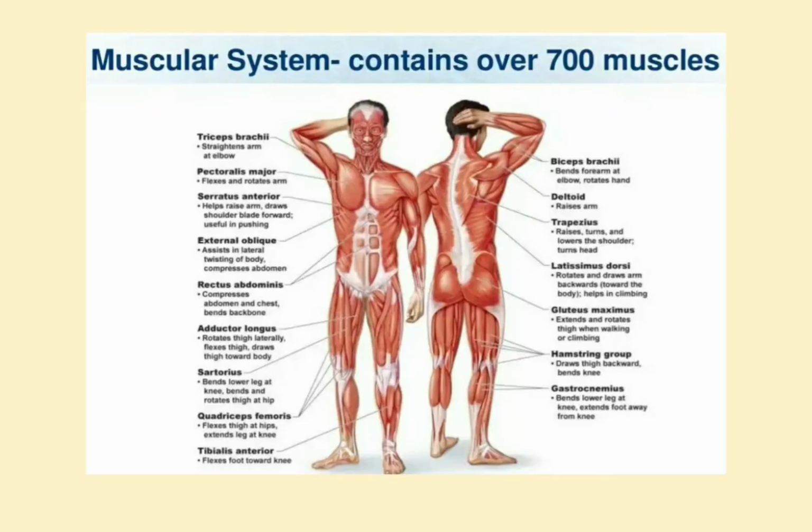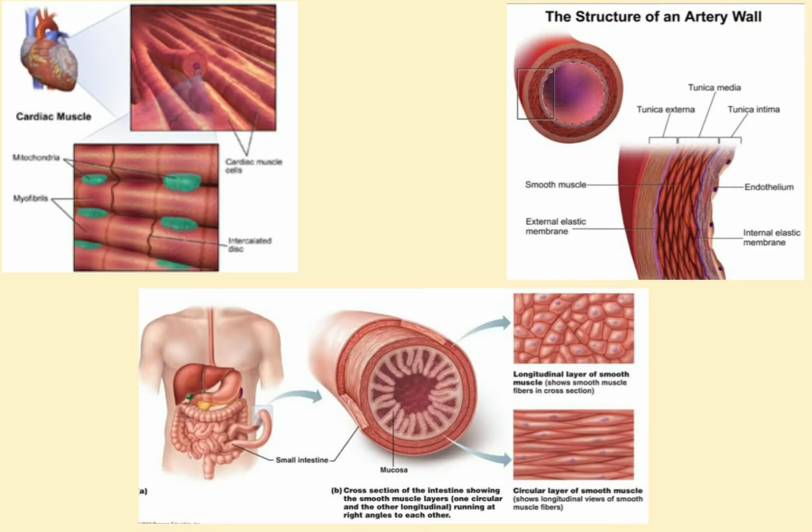Attached to the bones of the skeletal system are about 700 named muscles that make up roughly half of the person's body weight. Muscle tissue is also found in the heart, digestive organs, blood vessels, etc. In these organs, muscles serve to move substances throughout the body.